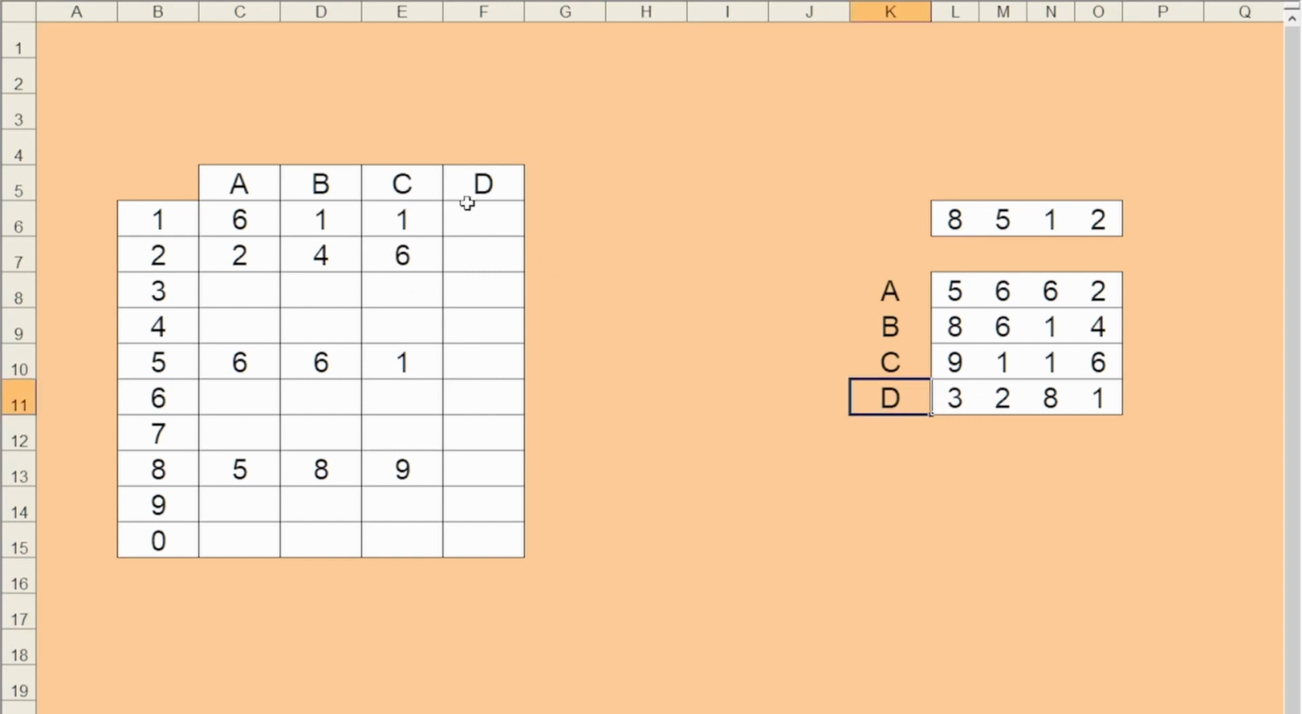Move on to column D, PIN number 4. This one, 8, is now a 3. 5 is now a 2. 1 is now an 8. And 2 is now a 1. There we go. So there's all your PIN numbers safely stored, matching up 8512.